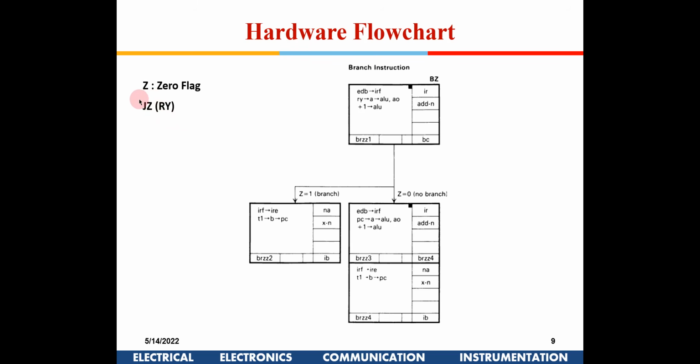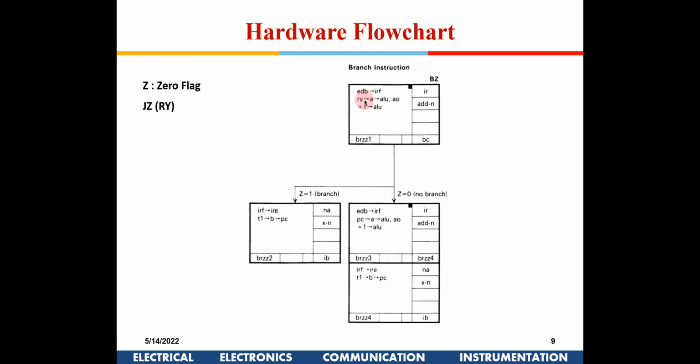If a 0 is encountered, then the program counter needs to be loaded with the contents of RY. That is known as a conditional jump. Okay, so how do we write a flowchart for that? Here we are assuming that we have encountered a 0.